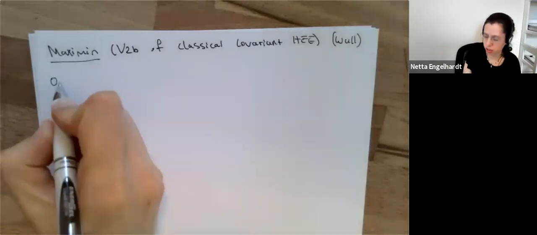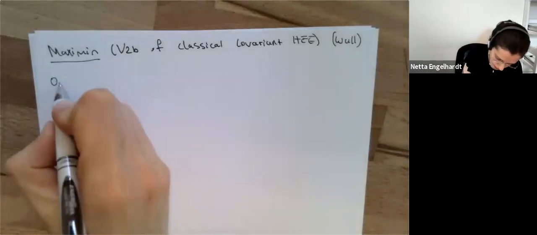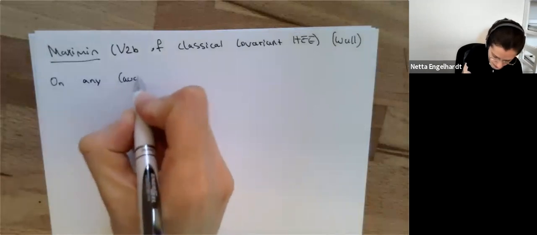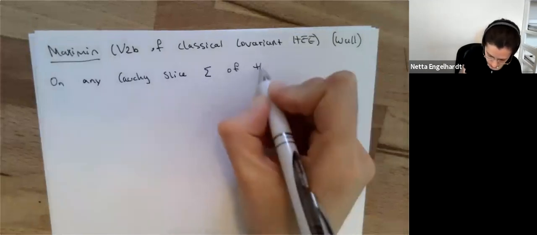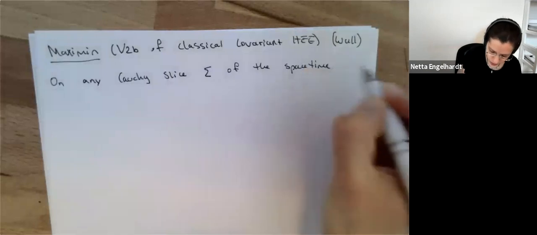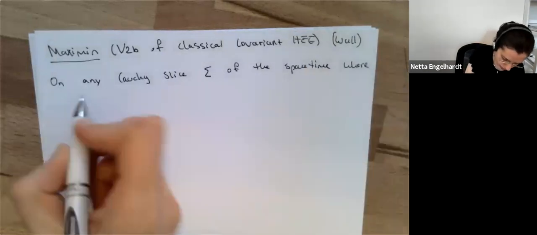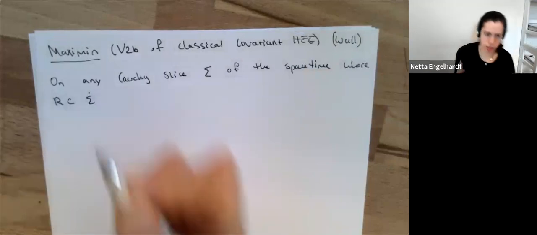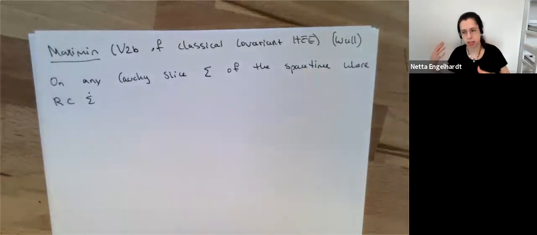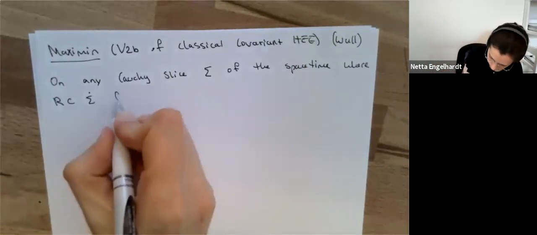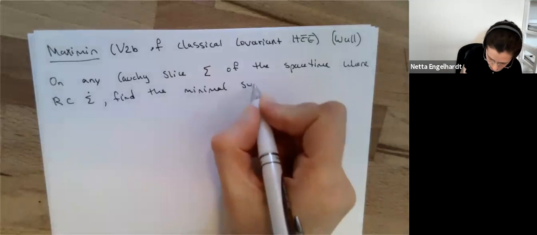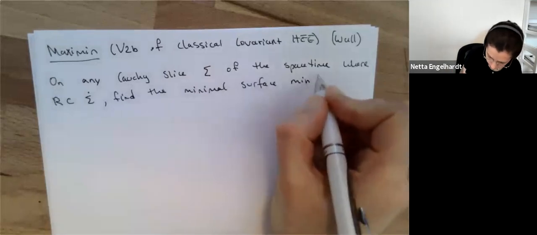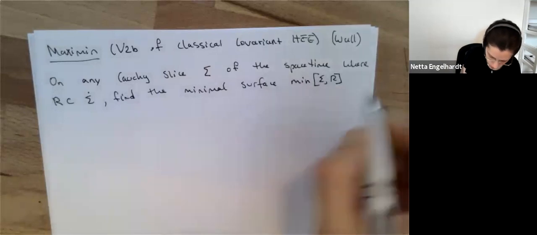You pick some Cauchy foliation of your spacetime, and then you say, okay, on any Cauchy slice sigma of the spacetime, where you require that your boundary region R lives in the boundary of sigma. This is actually something called restricted maxi-min. It's a slight refinement of the original maxi-min. Find the minimal surface, call it min sigma R, which is homologous to R.